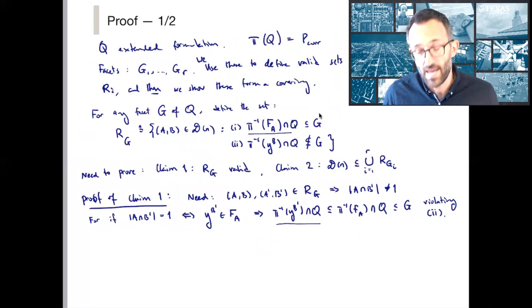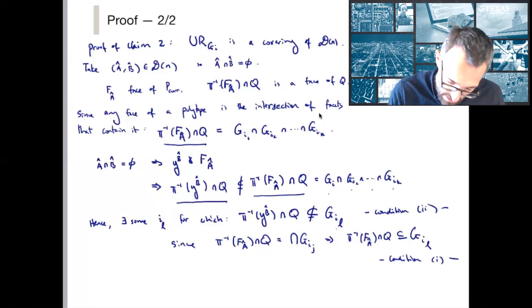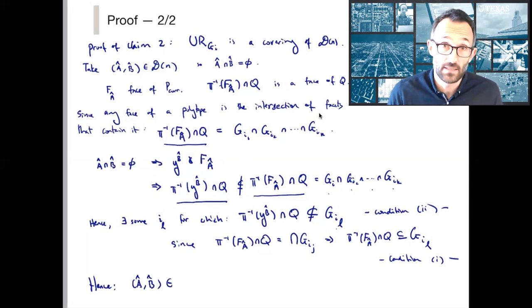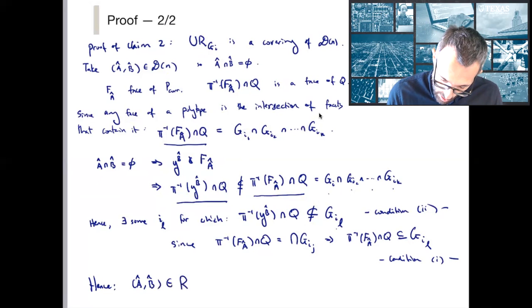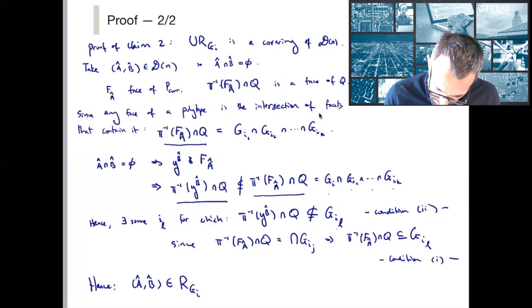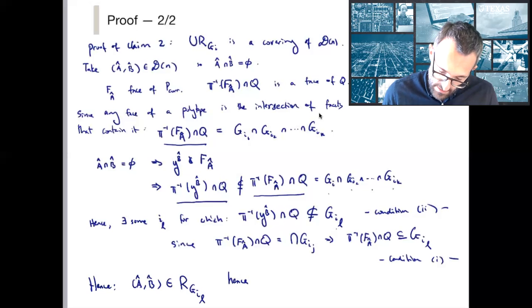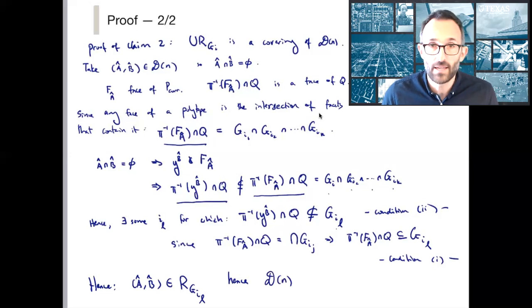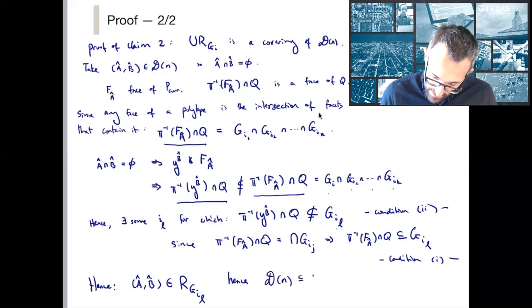So that means that A and B are indeed in one of these coverings. So A hat, B hat, we conclude exactly what we wanted. A hat, B hat is indeed an element of one of the G's that we found. We called it IL. And hence, D of N is indeed covered by RG1 up to RGR.